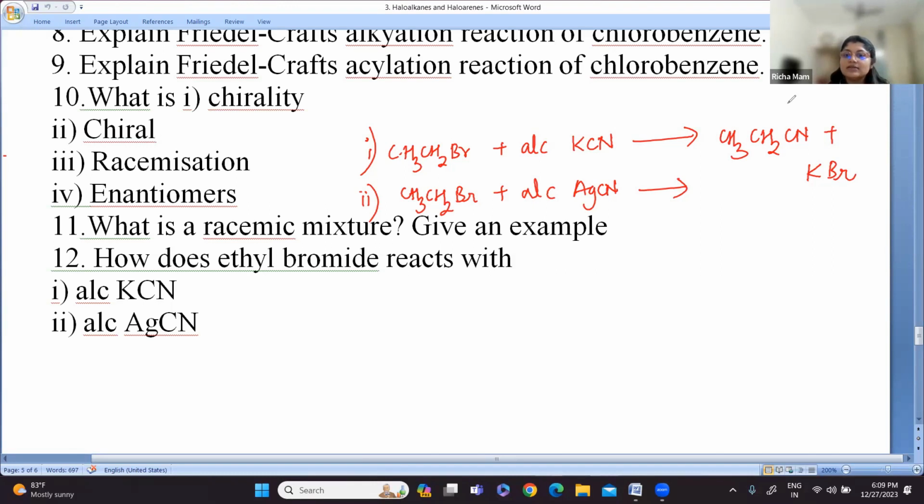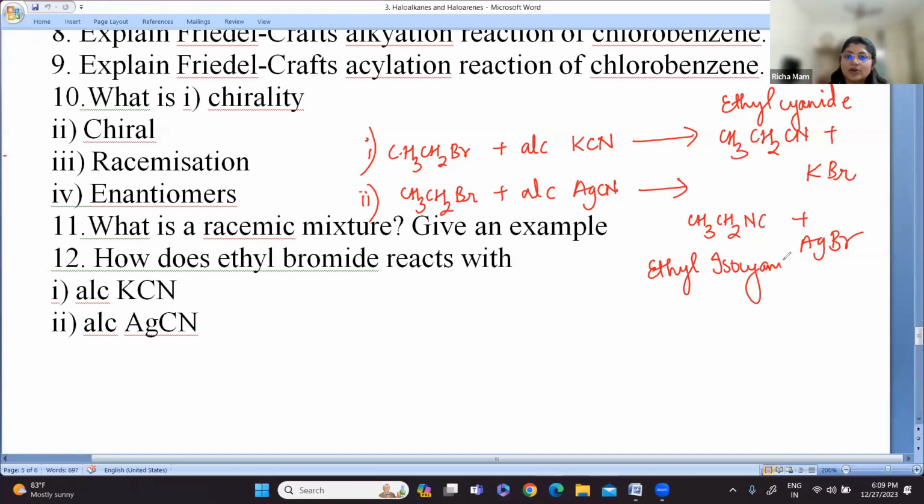So this is a cyanide. You get ethyl cyanide. What is the product obtained? Here, what will we get? CH3CH2NC plus AgBr. So what is it? It is ethyl isocyanide, with an NC bond. Whenever you react it with AgCN, it is a covalent compound.